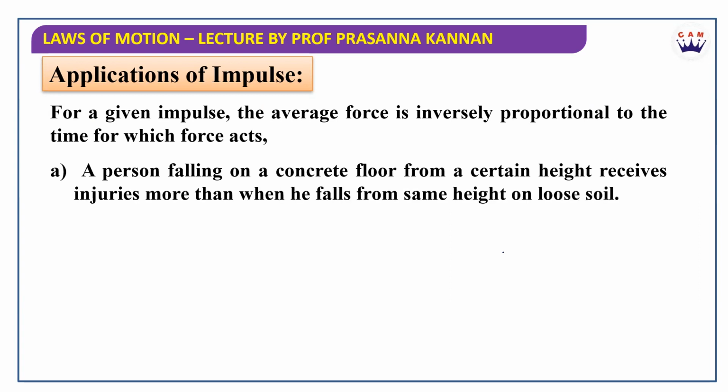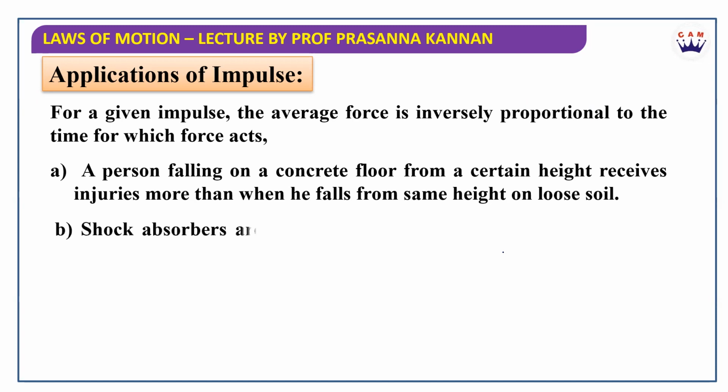A person falling on a concrete floor from a certain height receives more injuries than when he falls from the same height on soil. From some height, if you jump onto a concrete floor, you will get more injuries compared to, let's say, jumping from the same height onto the sand on the beach. Why? Because when you jump onto sand, you get more time. Force is less on you, impact is less. But when you fall on concrete, the floor doesn't go down, correct or not? So time is very short when you hit the ground. So impulse is more, effect is more.